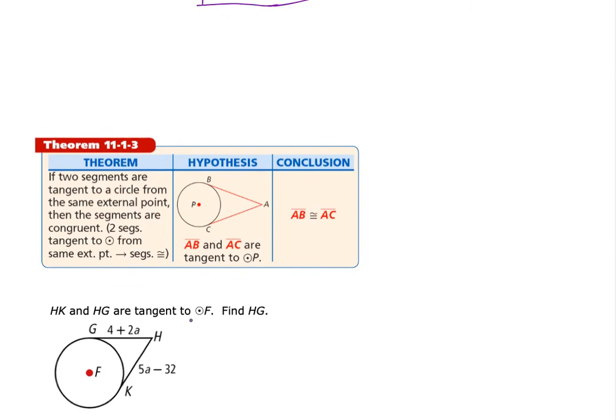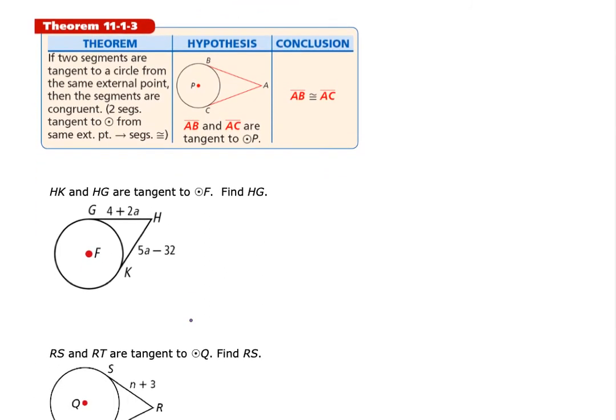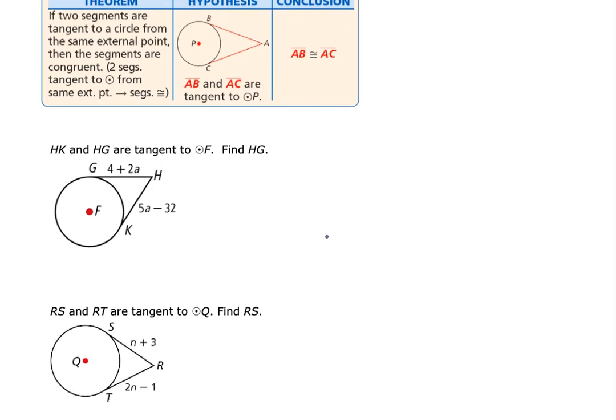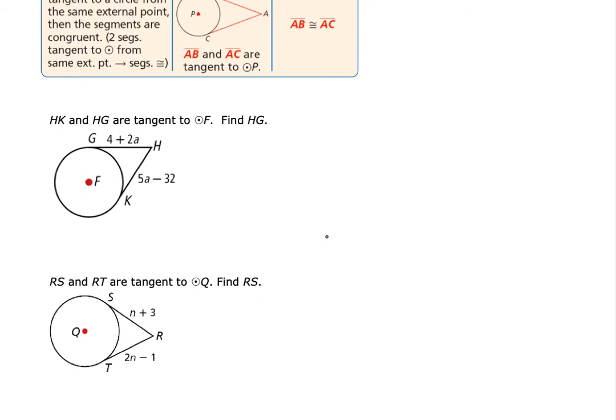Last thing we're going to do is learn about this theorem. If you have two segments and they're tangent to the circle from the same external point, so these are both tangent to circle P at point A, then the segments are congruent. And that's a theorem, and we can use that. So AB and AC are congruent. So that works really well in these two problems here.